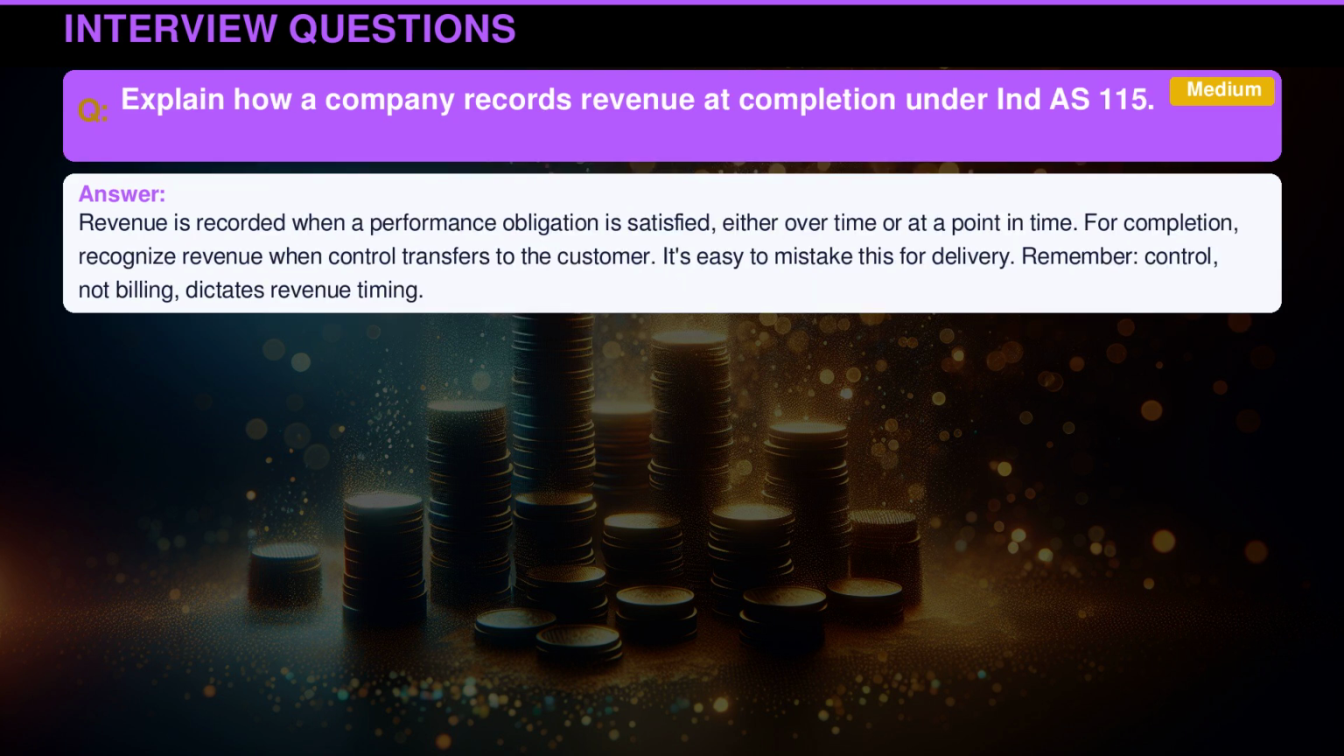Revenue is recorded when a performance obligation is satisfied, either over time or at a point in time. For completion, recognize revenue when control transfers to the customer. It's easy to mistake this for delivery. Remember, control, not billing, dictates revenue timing.